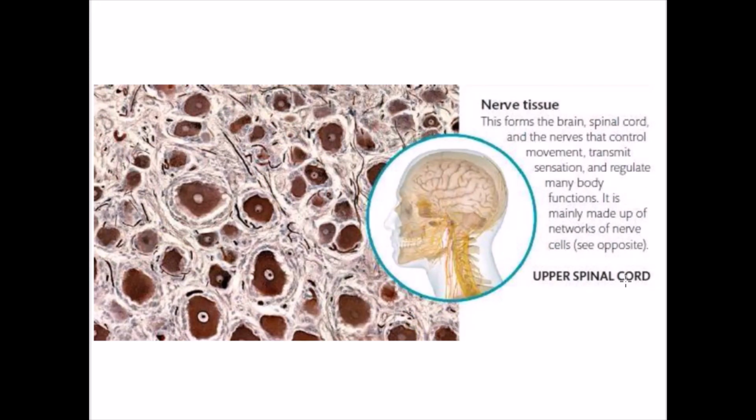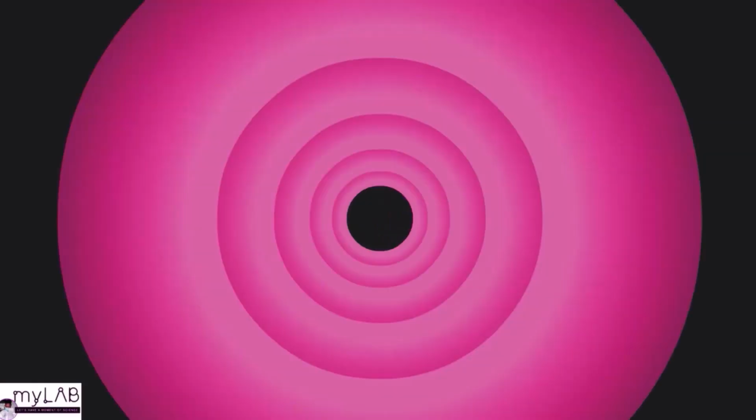We talked about nerves. So the nerves have nerve tissue. This forms the brain, the spinal cord, and the nerves that control movement. And of course, transmitting sensations when we have certain sensations in our environment. And they also regulate many other body functions. And it is mainly made up of a network of nerve cells. And here we have just a picture of the spinal cord on the upper part. Of course, we know that it runs towards the pelvic area.